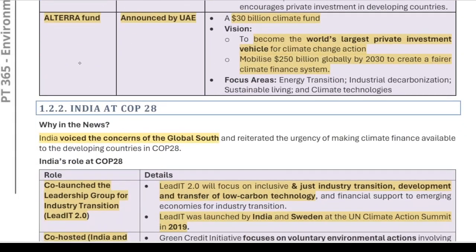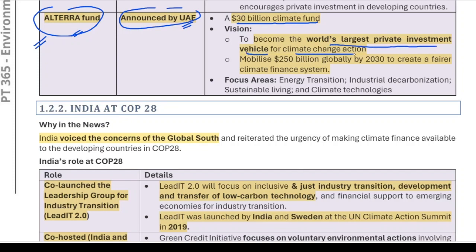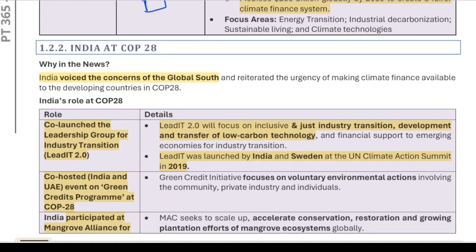Okay, now the next important thing is the Alterra Fund. You must remember this has been announced by UAE. What will be done by UAE? A 30 billion climate fund. It will be a 30 billion climate fund, the Alterra Fund. Okay, you must remember it. It aims to become the world's largest private investment vehicle for climate change actions. Wherever a climate project is going on, if the funding is less, this Alterra Fund will go and invest in those climate responsible projects. So this is the main aim of the Alterra Fund. Okay, you must remember it.